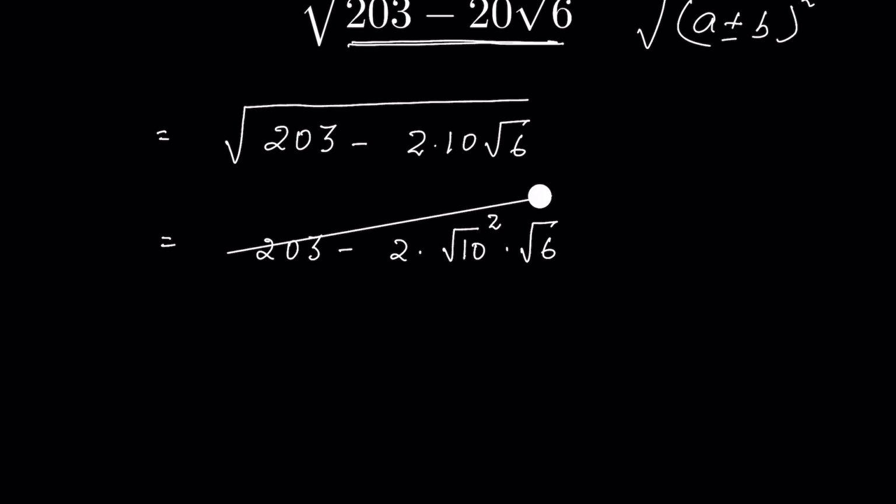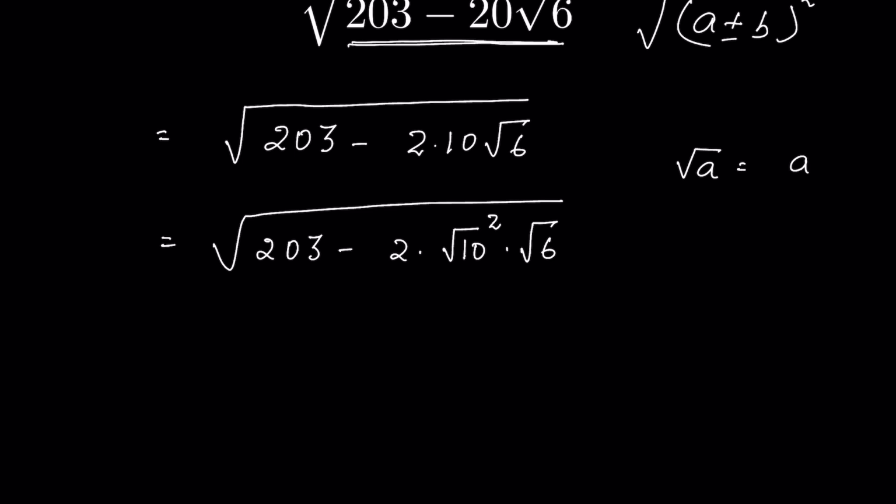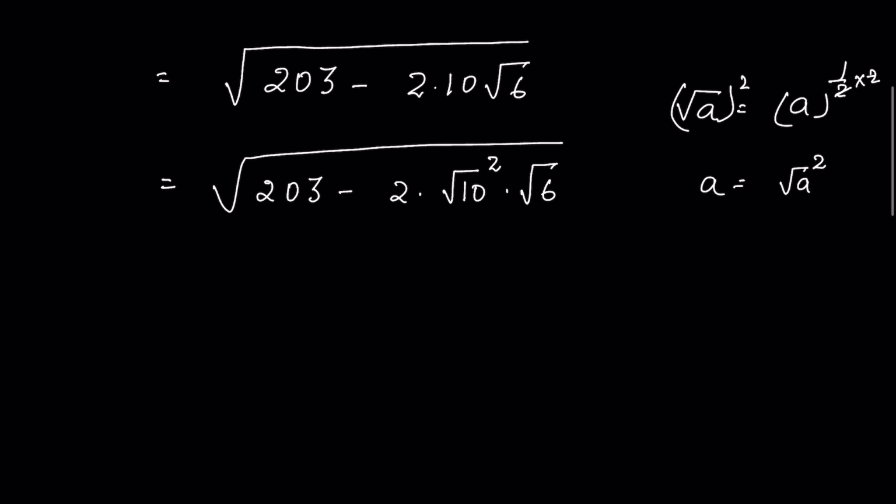How is it possible? Because you see, square root of a is equal to a raised to the power of 1 upon 2. When we square it, the exponent is also multiplied by 2, so this 2 and 2 get cancelled. So any number can be written as the square of its square root. So we can write 10 as square root of 10 square.